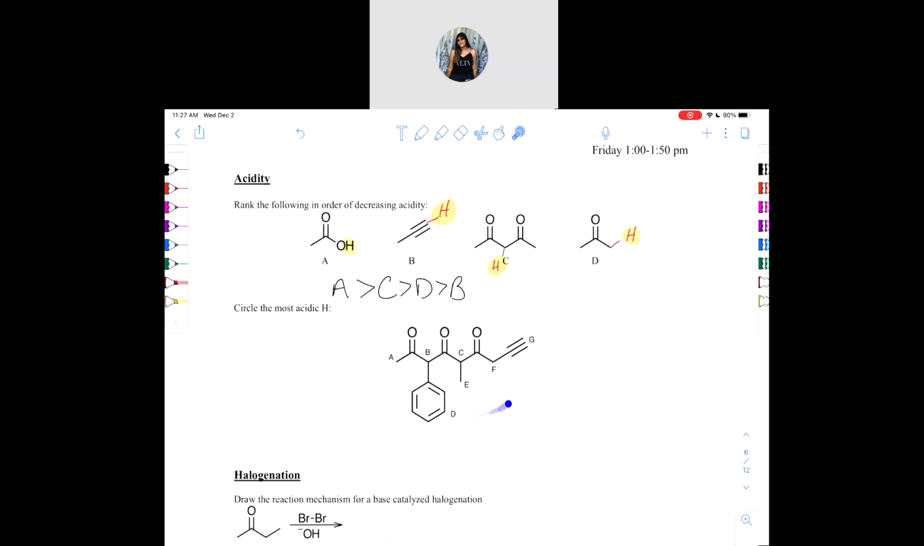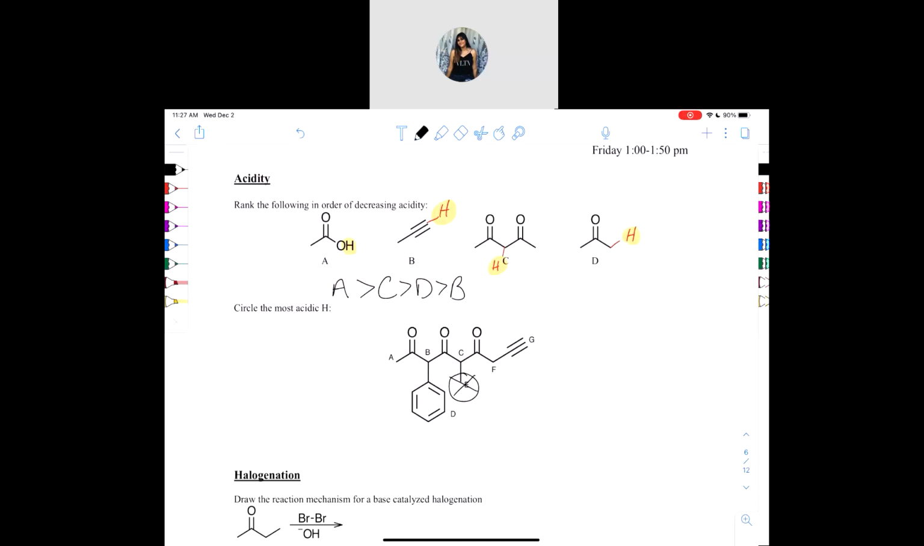And he likes to give you some big molecule like this to scare you and then ask you which one is the most acidic hydrogen. So first of all, we see that all of these choices are on carbon. So there's no oxygens, they're all on a carbon. So we're going to skip right over to resonance. And we can see that there's no resonance here. We get rid of that.